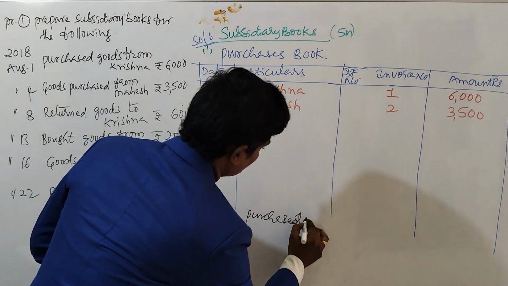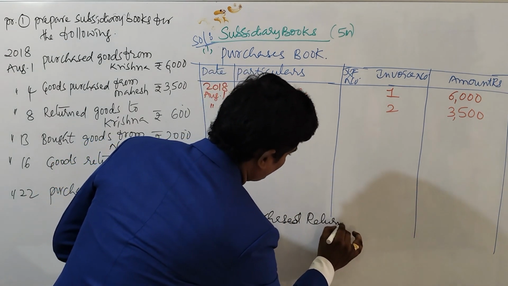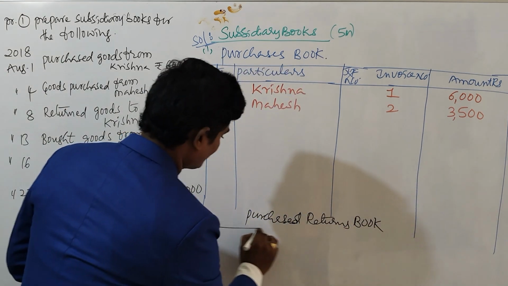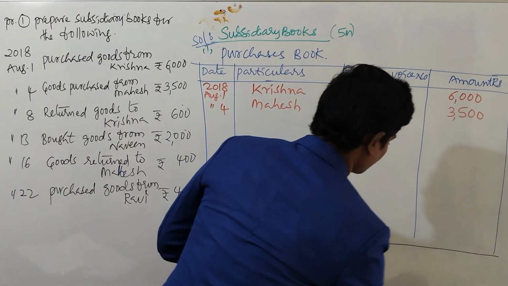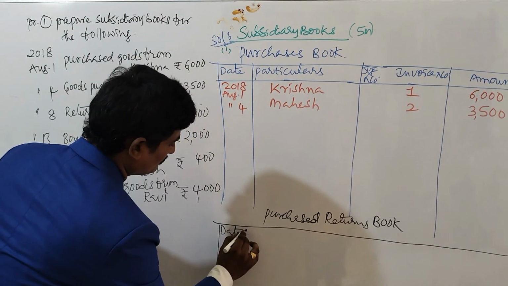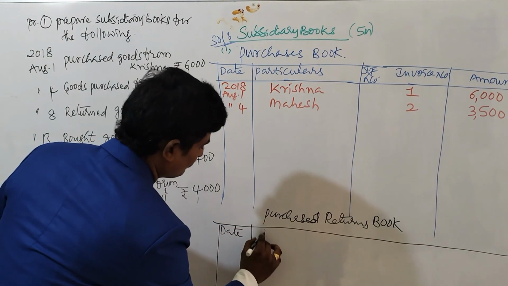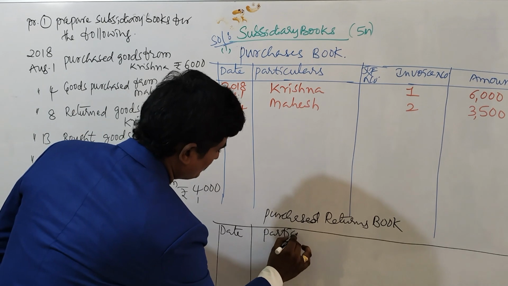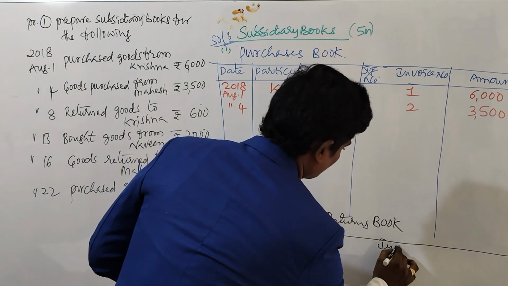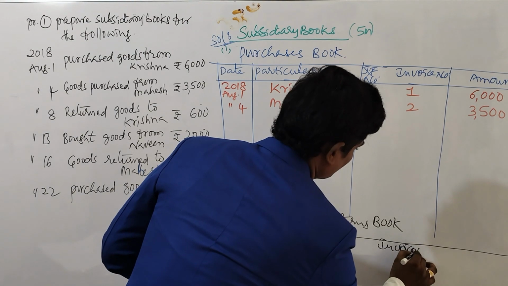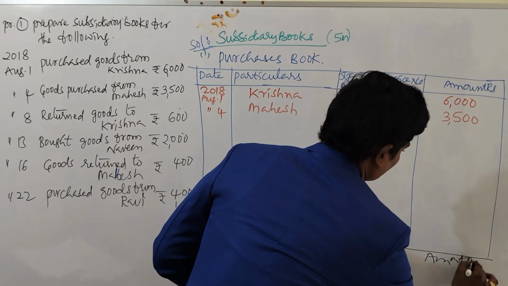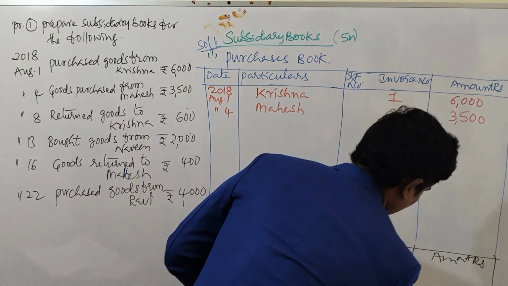Purchases returns book, which will also contain the same columns. The first one date column, second one particulars, third one invoice number, and fourth one amount rupees.